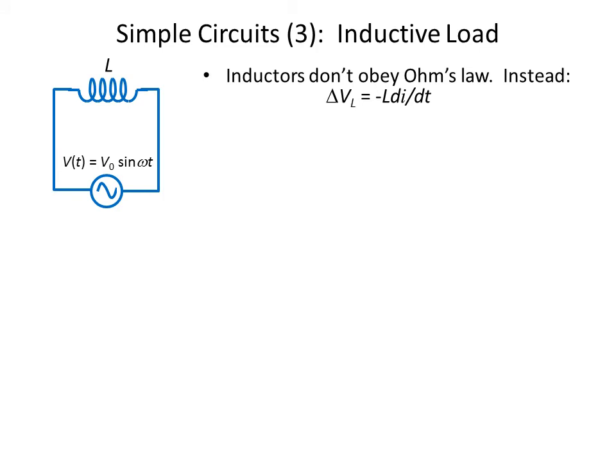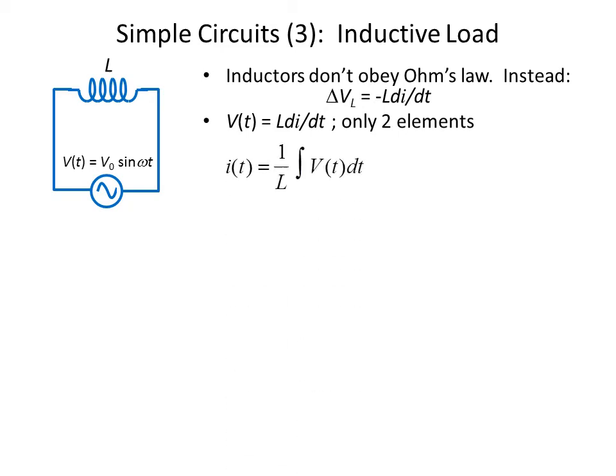Inductors don't obey Ohm's law. Instead, the voltage drop across an inductor is equal to minus the inductance times the time derivative of the current. So, since there's only two elements in the circuit, V of t must be equal to the inductance times the time derivative of the current. If we want to find I of t, then we're going to have to do an integral of V of t. And that's equal to 1 over L times the integral of V0 sine omega t dt.